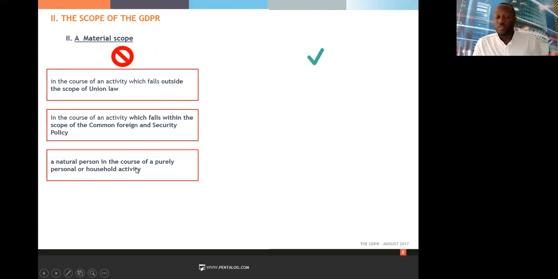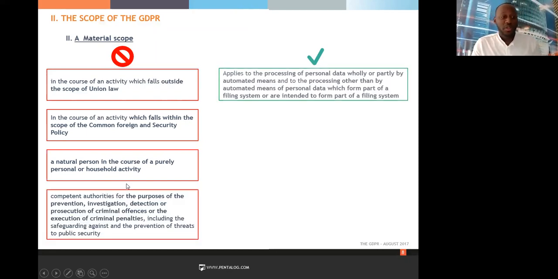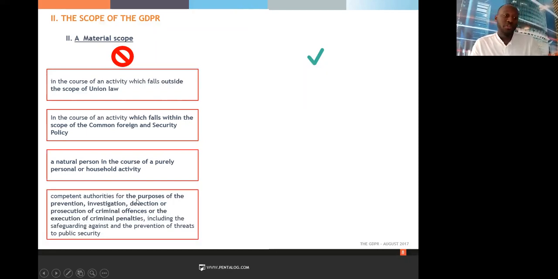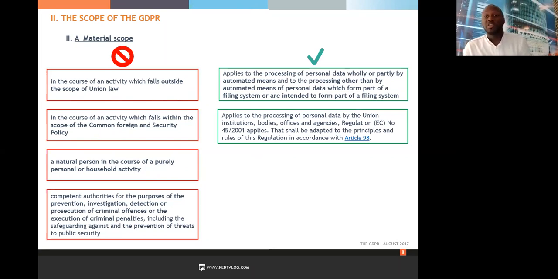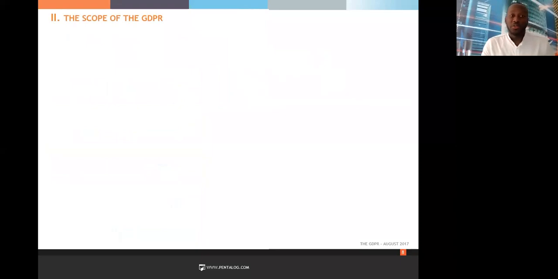activity, which means if I'm drafting a list of my guests for my birthday party, the GDPR doesn't apply to the list. The GDPR applies to the competent authority for the purpose of prevention, investigation, detection, prosecution of criminal offenses, etc. Anything regarding what's going on in Europe right now with all those attacks we have. So the GDPR applies to the processing of personal data, wholly or partly by automated means, and to the processing other than by automated means of personal data which form part of a filing system or are intended to form part of a filing system. The GDPR applies to the processing of personal data by the Union institutions, bodies, offices, and agencies. Now let's talk about the territorial scope.